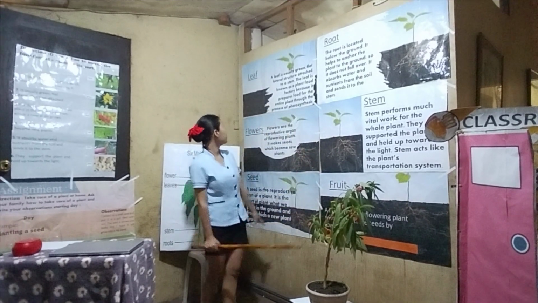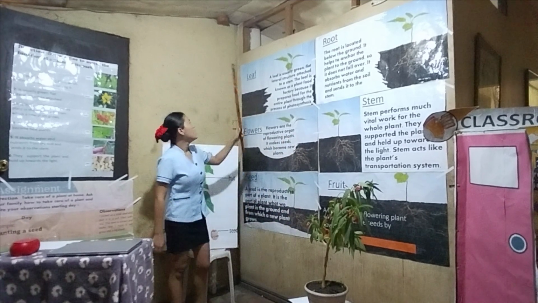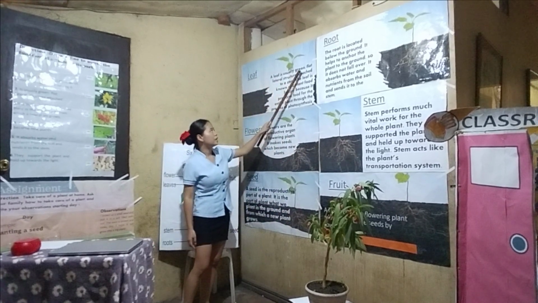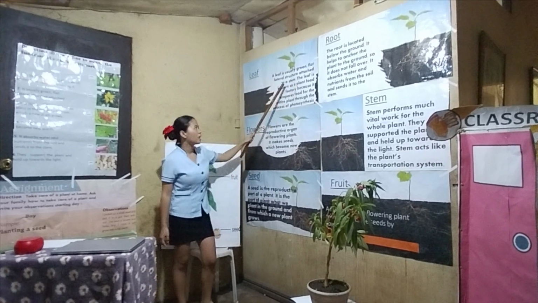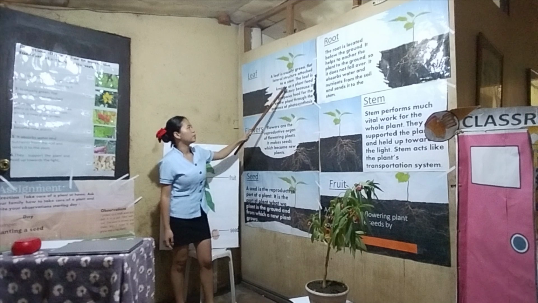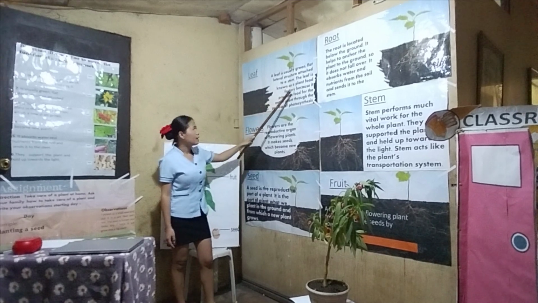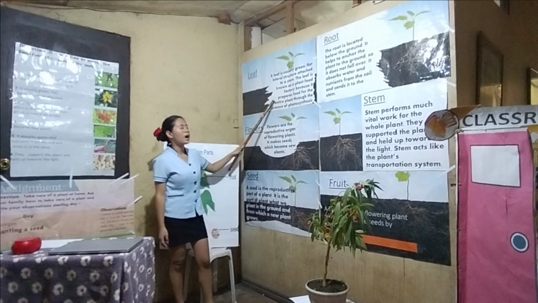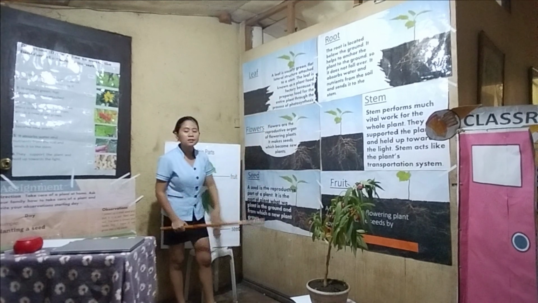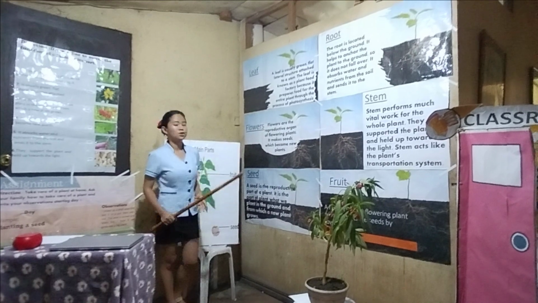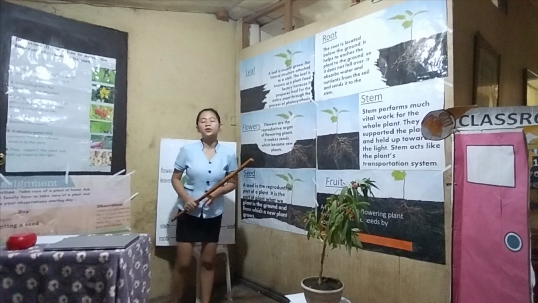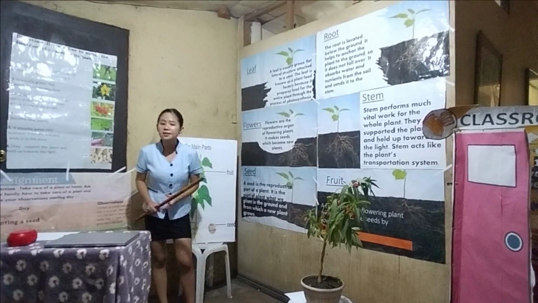Alright, so let's have a leaf. A leaf is usually a green, flat lateral structure attached to a stem. The leaf is known as a plant's food factory because it prepares food for the entire plant through the process of photosynthesis. So a leaf is attached to the stem and plays an important role throughout the plant's life.